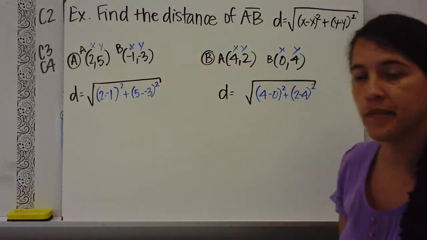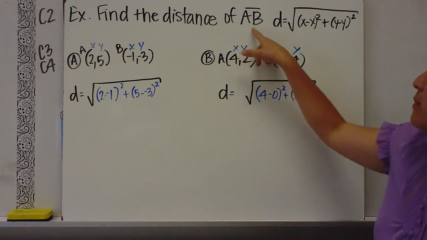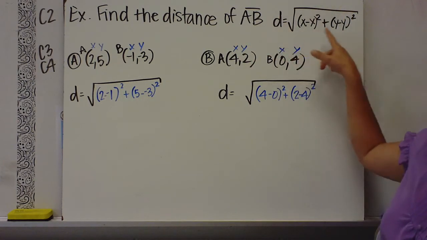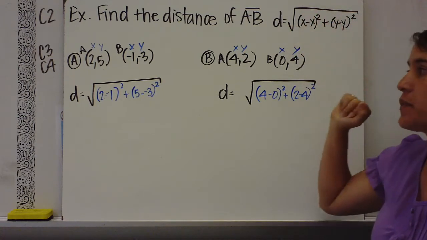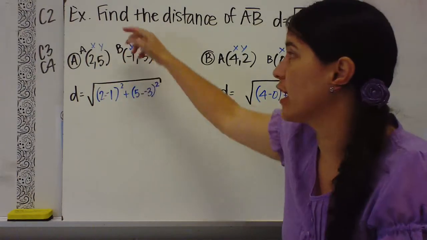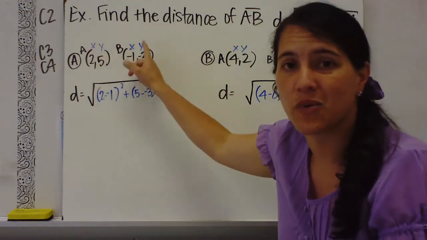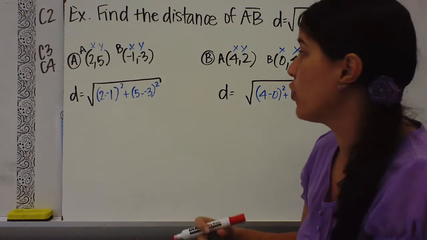All right, copy these down. Find the distance of AB, and then I gave you the distance formula right here. X minus x squared, y minus y squared, and then the square root. So for example A, you have 2, 5, negative 1, negative 3, and I've already labeled them for you x, y, x, y. Then you just put them into the proper spot into our formula.